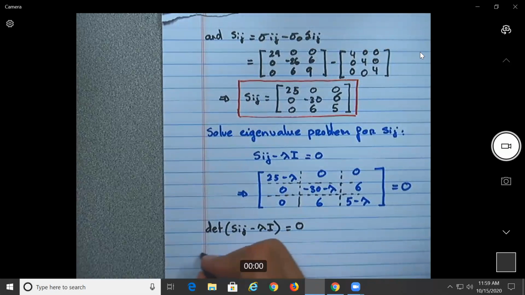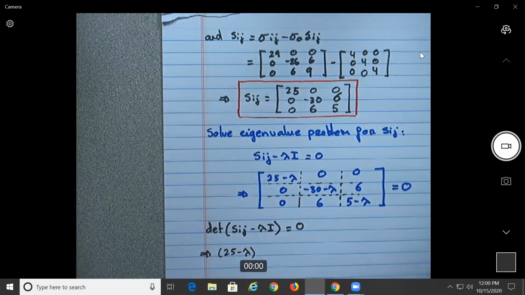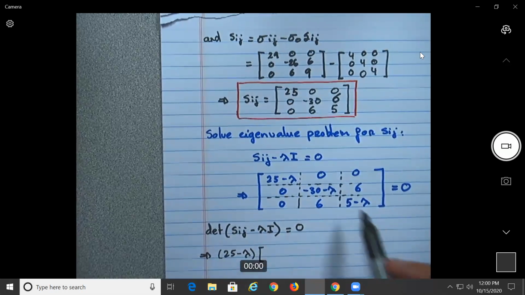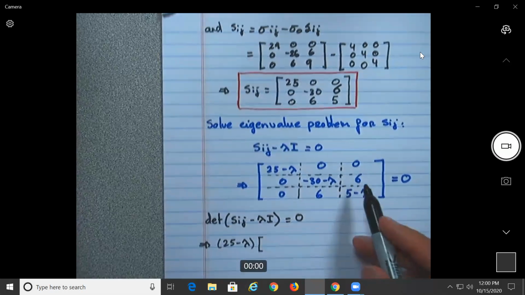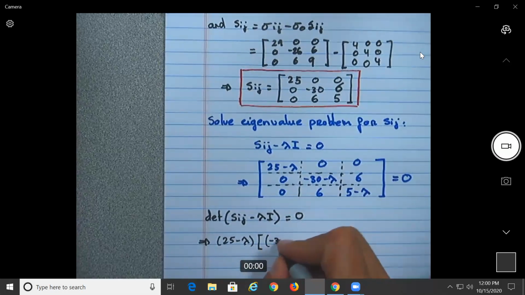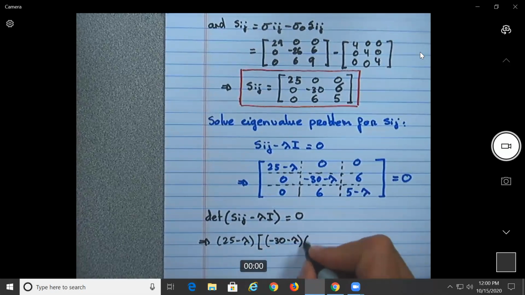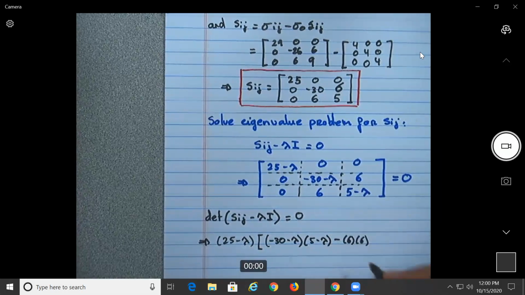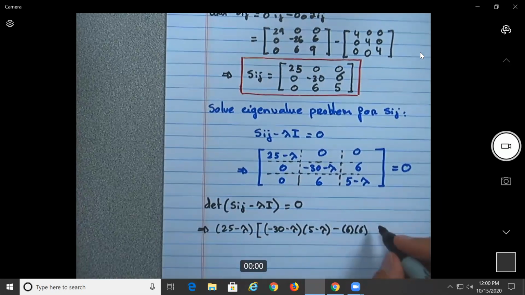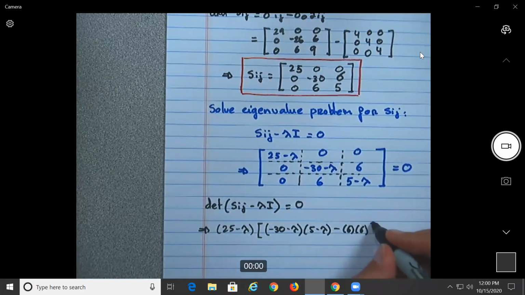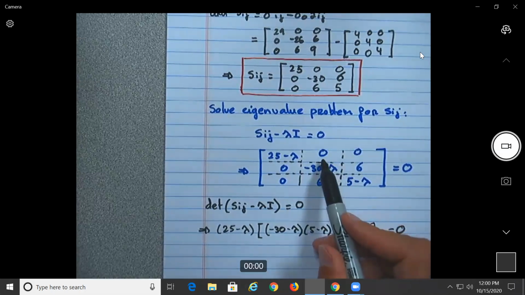This would be equal to what? So it would be equal to 25 minus lambda times this one minus this one times this one, no? So of minus 30 minus lambda times 5 minus lambda minus 6 times 6. And the other two will be equal to 0, no? 0 and 0, all right?